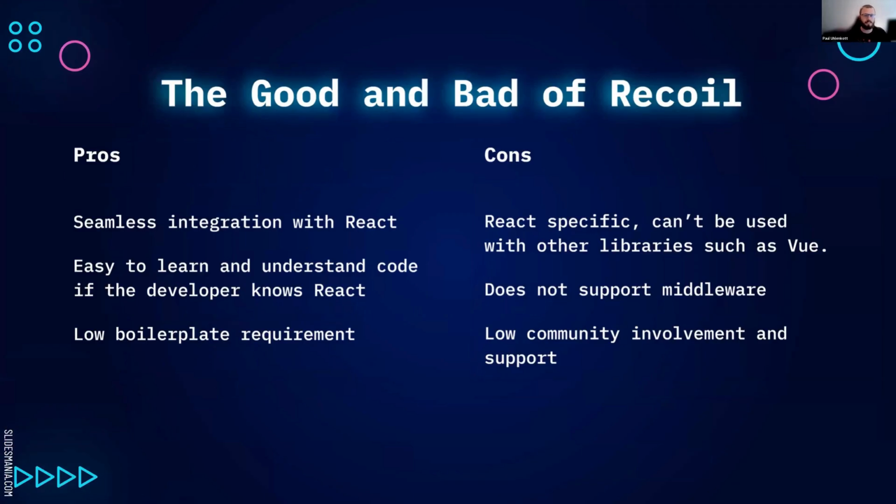Because of its seamless integration with React, it's very easy to learn if you already are familiar with React's design patterns. And there's a very low boilerplate requirement to get started. However, it is React specific. So if you're planning to develop anything besides React, such as Vue, you're out of luck. It also doesn't support any sorts of middleware, and you're reliant on Meta to update Recoil to suit your needs. Because of that, there's very low community involvement and support.